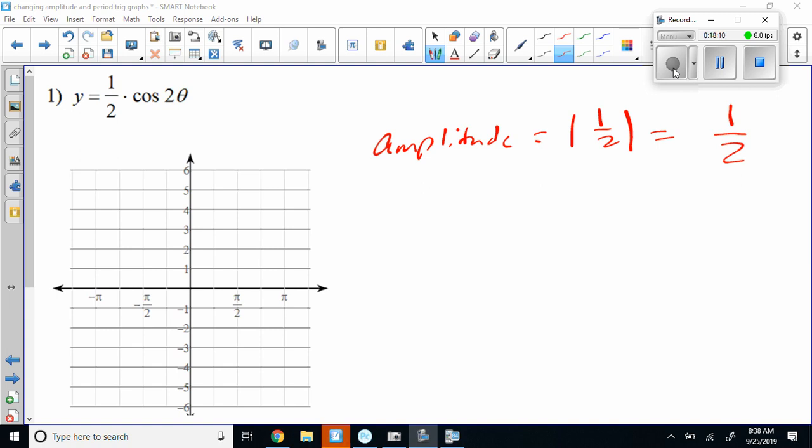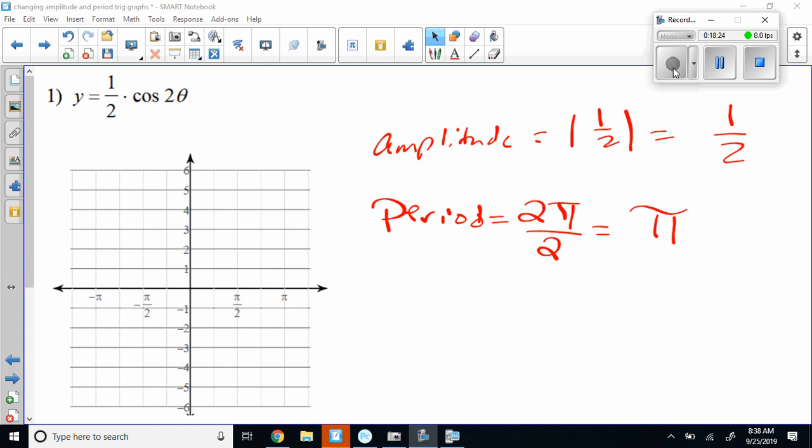Now, what is the period? The period is 2 pi over 2, which is what? So what did we really do to our basic cosine function? Its regular period is 2 pi, right? What we just did is make the period twice as fast, right? Okay, good.